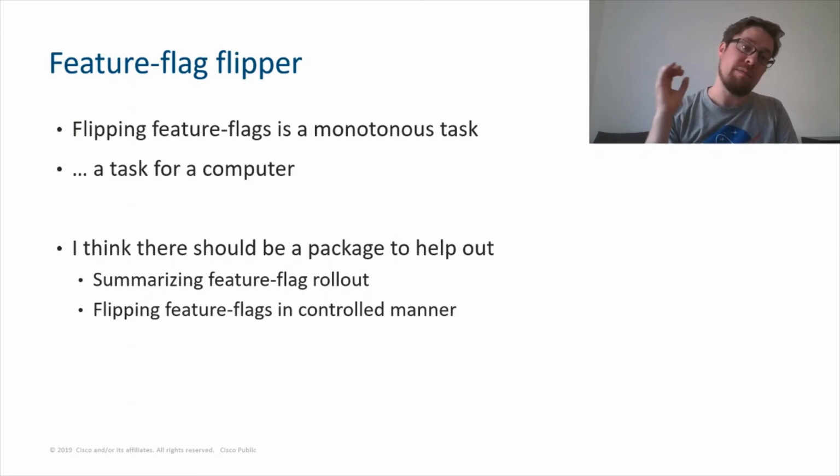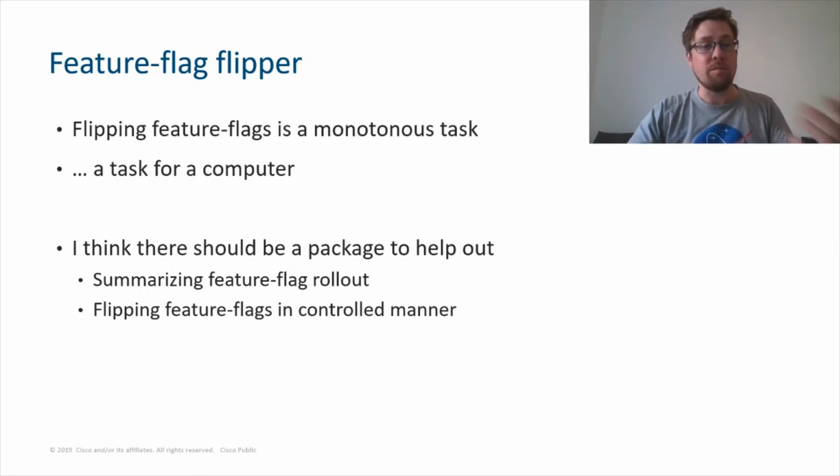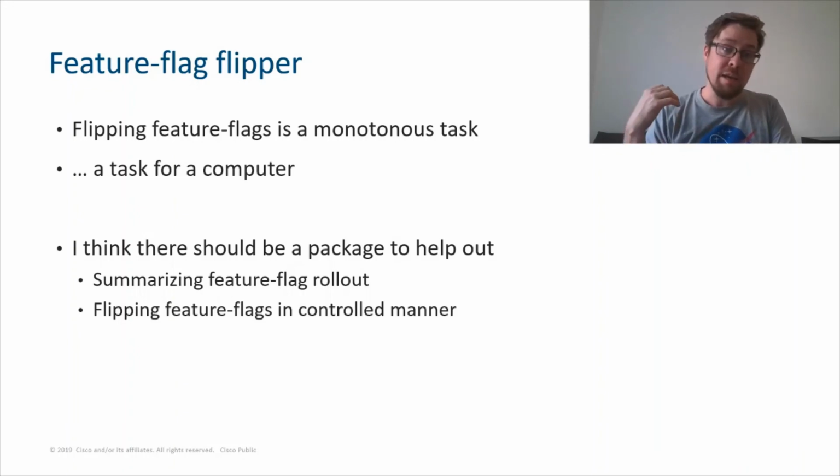Now, flipping feature flags like that and running self-test, that's a monotonous task, not something we humans are really good at and don't really enjoy. So I'd say it's a task for a computer. So I think there should be a package, an NSO package to help out doing this. It doesn't exist to my knowledge, but I think it should exist. So if you're interested in this area, reach out to me, right?